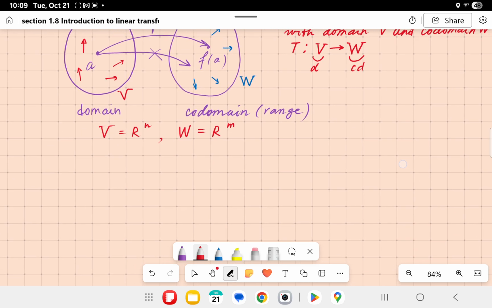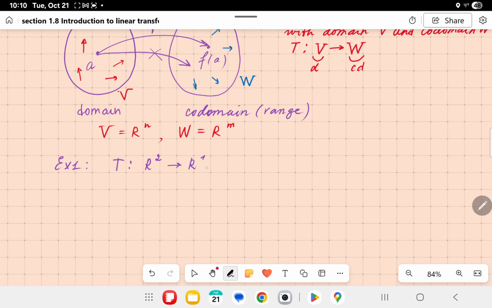I'm going to give a couple of examples. So my example number one. Let's consider a function which transforms R2 into R1. So two-dimensional space into one-dimensional space. I'm going to write down the formula for it. T of x1, x2 is going to be equal to x1 plus x2. The result is going to be just one-dimensional.